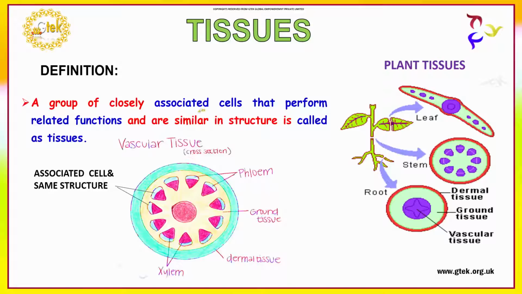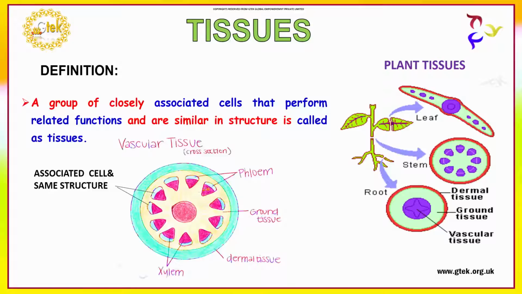Tissues. The definition of tissues is that they are a group of closely associated cells that perform related functions, and the cells are similar in structure, which is called tissue. You can see it over here. Here the cells have the same structure and are associated.